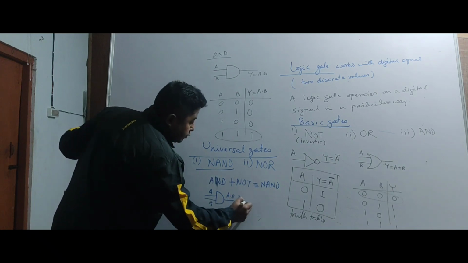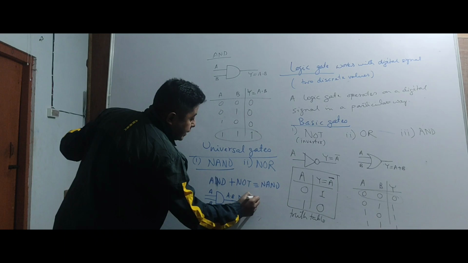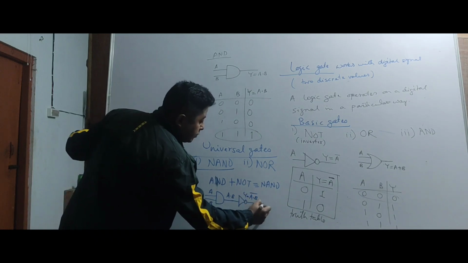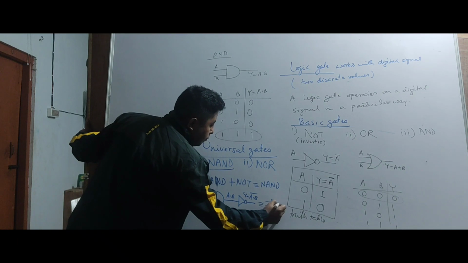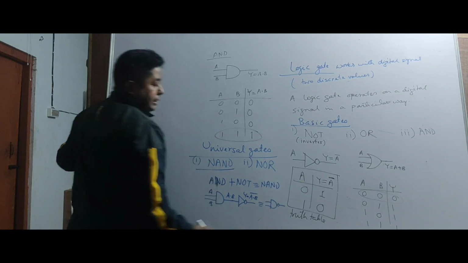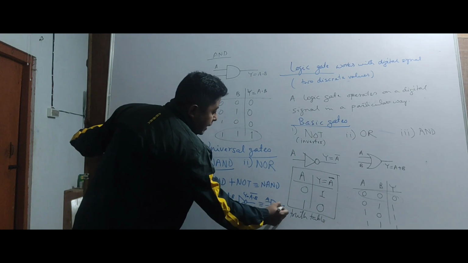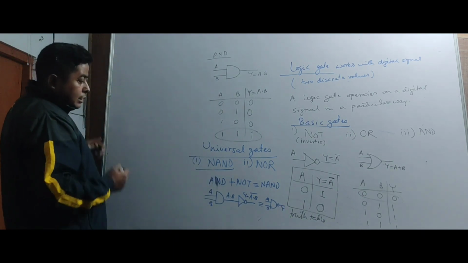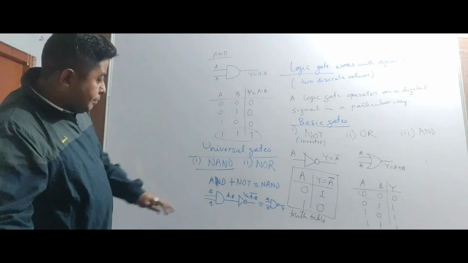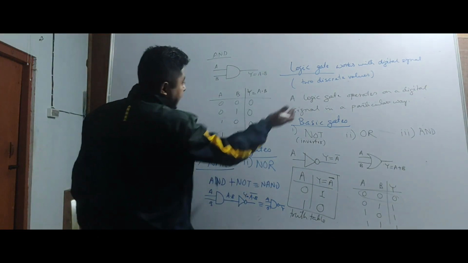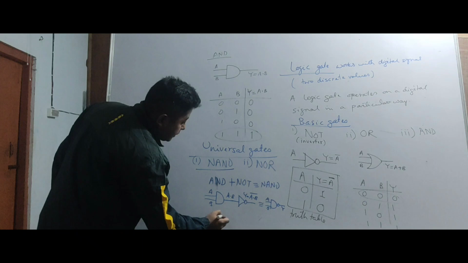You invert this, like this: A dot B with a bar. Then this is called your NAND gate. So the NAND gate has two inputs and one output. Can you guess the truth table? Whatever is A dot B, that will just get inverted.